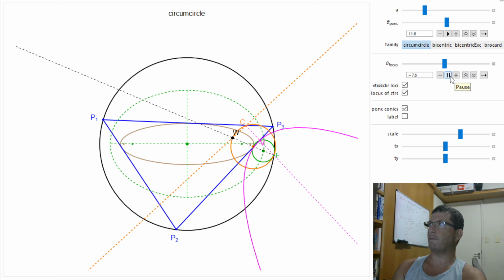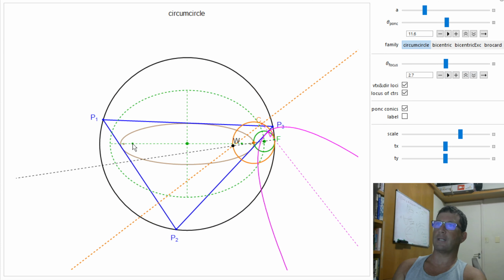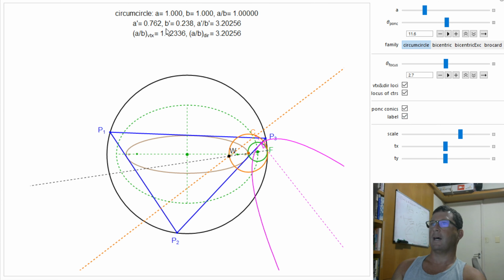You can see that it's not confocal. I can see the foci of this green ellipse are shown here. And it's not homothetic either, okay? And how do I know it's not homothetic? I'm showing here that the caustic has an aspect ratio of 3.2.